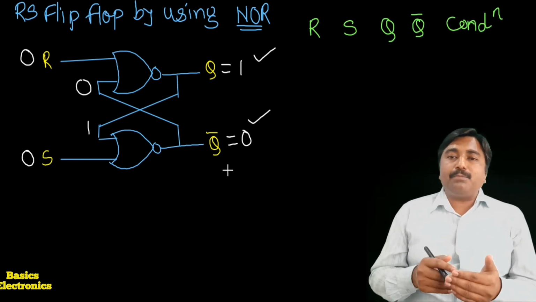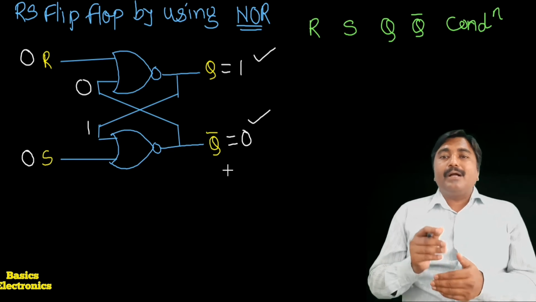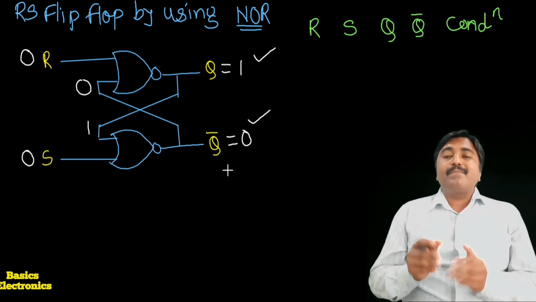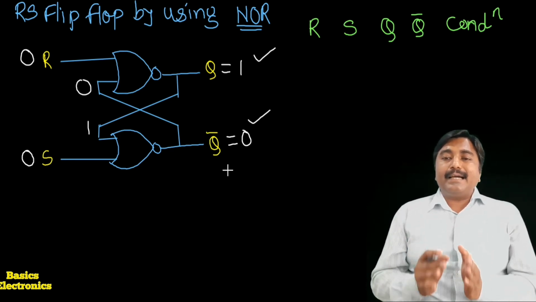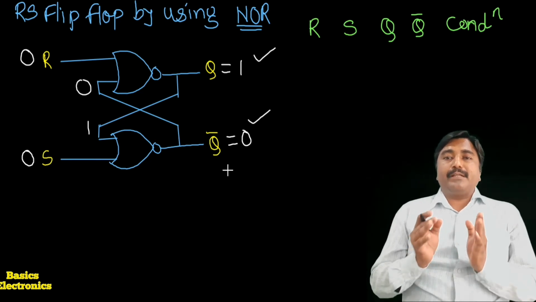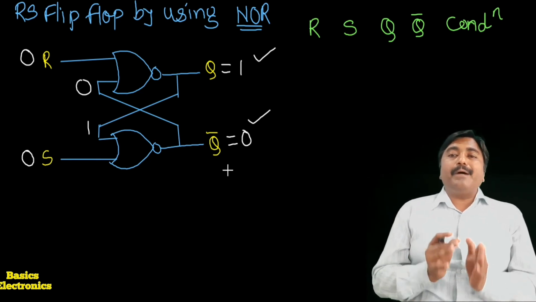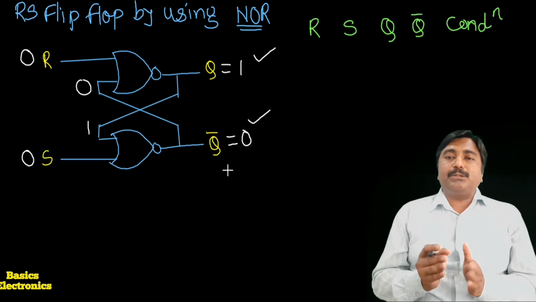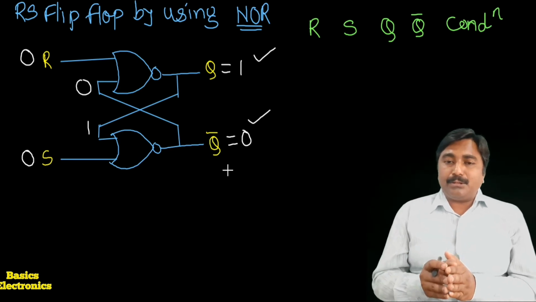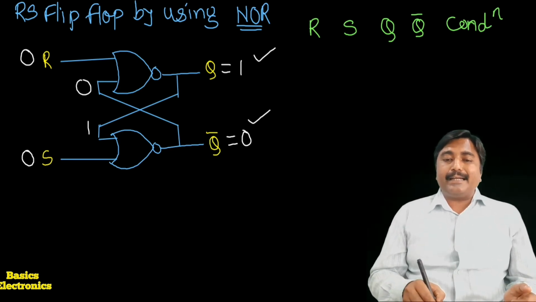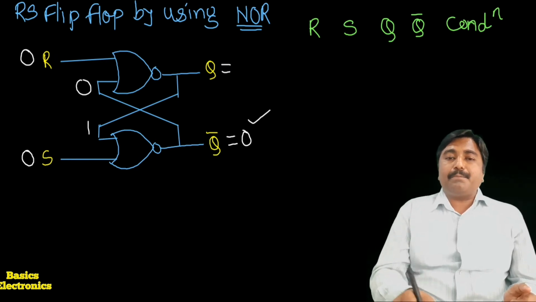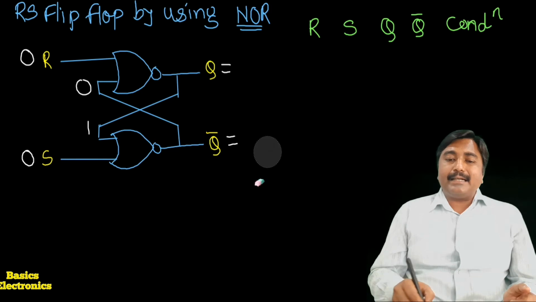Now Q is equal to 1. After application of the input R equals 0 and S equals 0, we can say there is no change in the output of the flip-flop. We consider the condition that, before application of the input, the flip-flop is in the set condition.